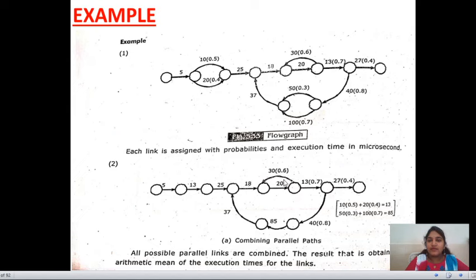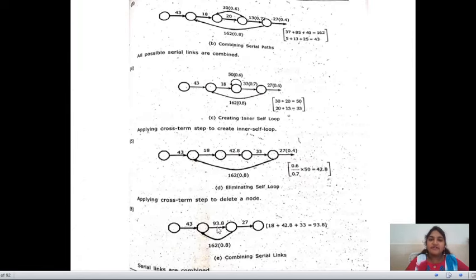So like this, if there are parallel links they will be added, if there are serial links they will be multiplied, and if there is a loop it will be defined with a star. So this is the second flow graph. Next one is 43, which is 5 plus 13 plus 25, all parallel links, so they will be added. All serial links will be added as 162. So all serial, 37 plus 85 plus 40 in the previous diagram, is equal to 160. All possible serial links are combined.